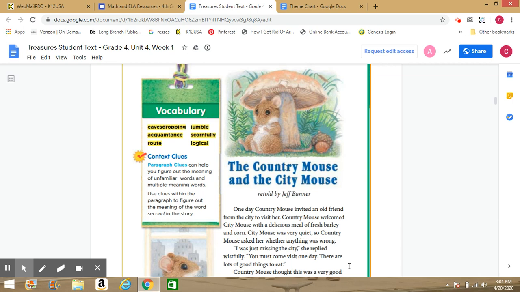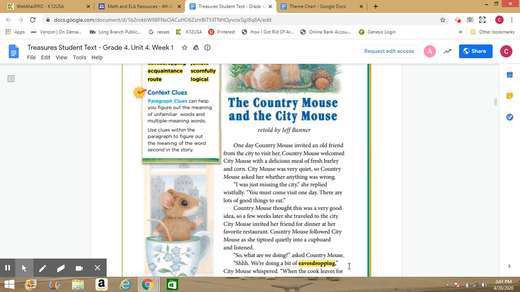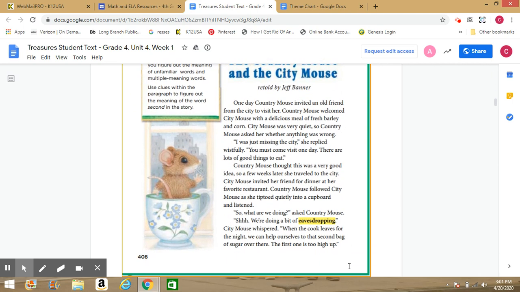The Country Mouse and the City Mouse, retold by Jeff Banner. One day, Country Mouse invited an old friend from the city to visit her. Country Mouse welcomed City Mouse with a delicious meal of fresh barley and corn. City Mouse was very quiet, so Country Mouse asked her whether anything was wrong. "I was just missing the city," she replied wistfully. "You can come visit one day. There are lots of good things to eat."